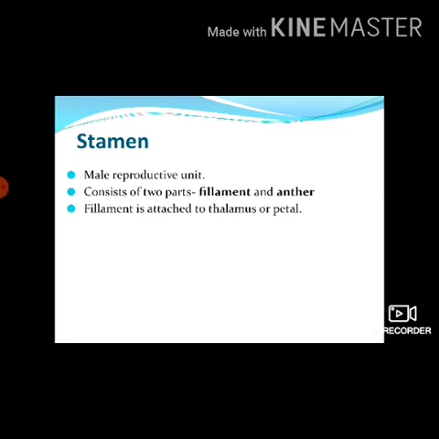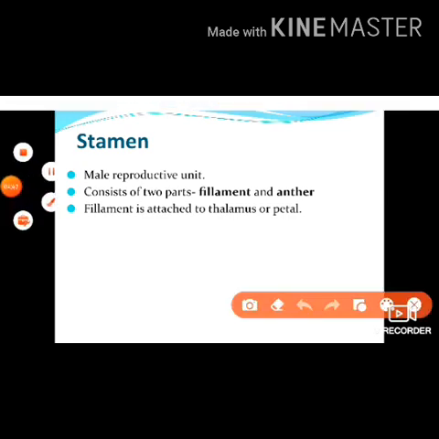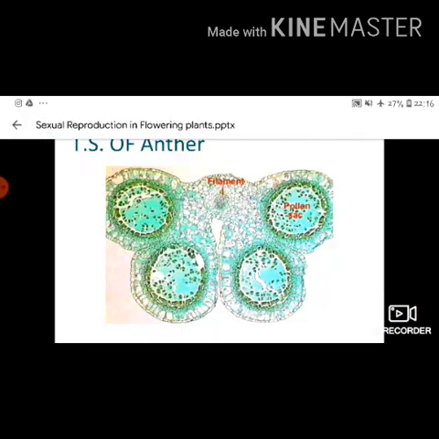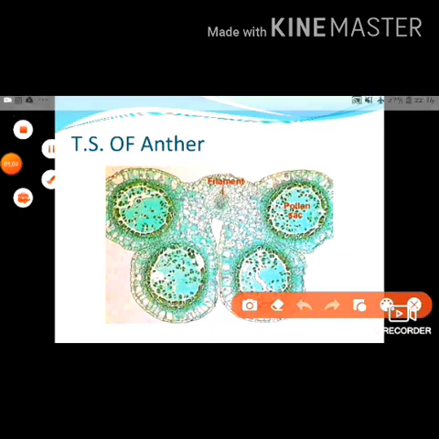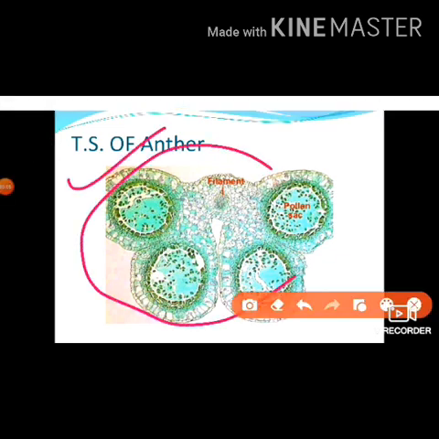Next, this is the stamen, which we already completed. The male reproductive unit mainly contains filament and anther. Here the microspores are going to be produced. Next is the structure of anther, a very important diagram. In NCERT it is different from what I am using here, but NCERT gives a good diagram, and you have to practice it. This is the important diagram.